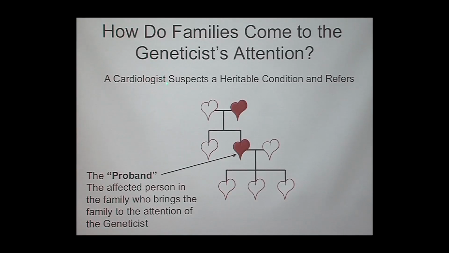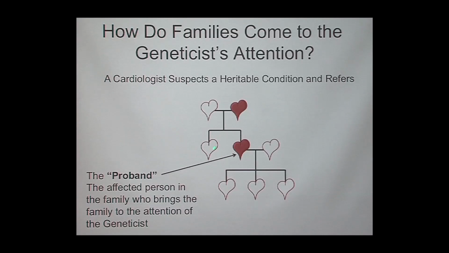Okay? So, next, how do families come to a geneticist's attention? Usually because a cardiologist suspects a heritable condition and refers. The cardiologist takes a family history. And so here's an example. The horizontal line here, this is a little bit cute. We usually use squares and circles, squares for men and circles for women, but we're using little hearts here, okay? So this horizontal line here means that they're a couple and they've had 3 children.